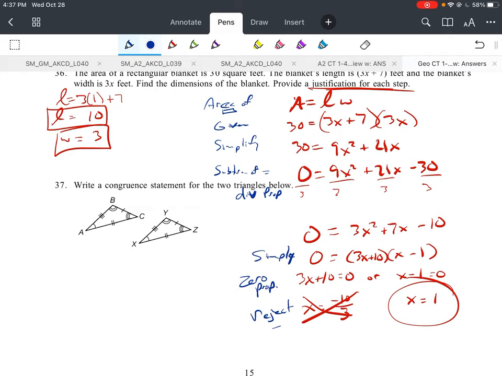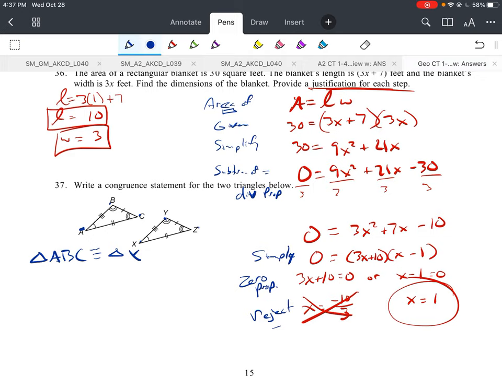All right, what is the congruent statement for the two triangles below? All this means is triangle ABC is congruent to triangle, and then do the same order. Make sure if you want A, B, C, that means you do the same order in the other one. So this would be X, Y, Z. That's all there is to that one.